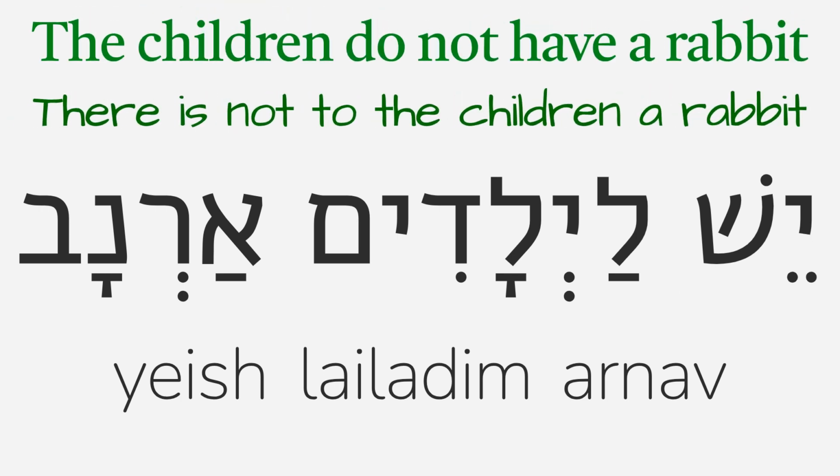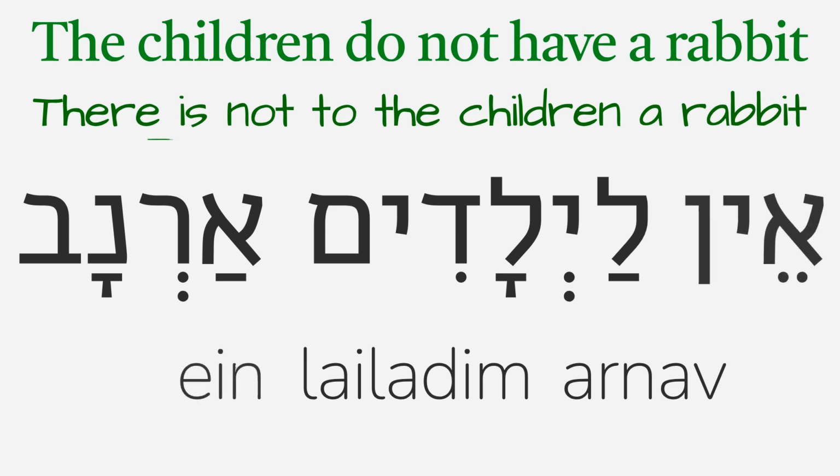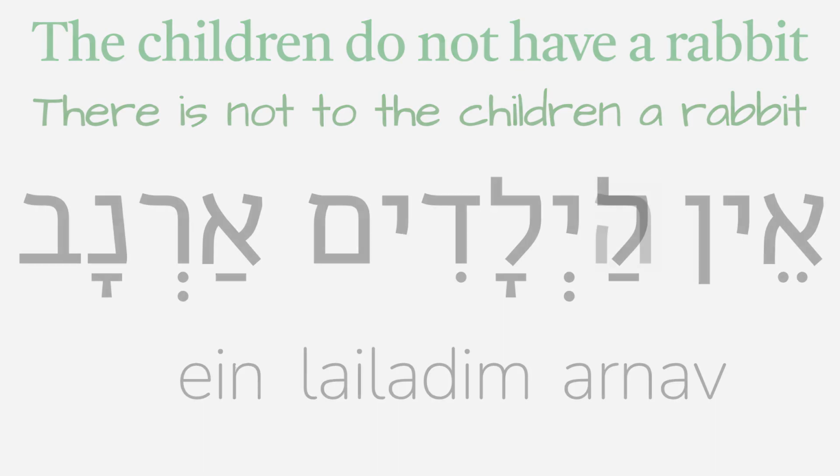To say the children do not have a rabbit, the Hebrew expression will be there is not to the children a rabbit. So we'll replace yesh, there is, with ein, there is not. That gives us ein layladim arnav. There is not to the children a rabbit. That is, the children do not have a rabbit. Ein layladim arnav.